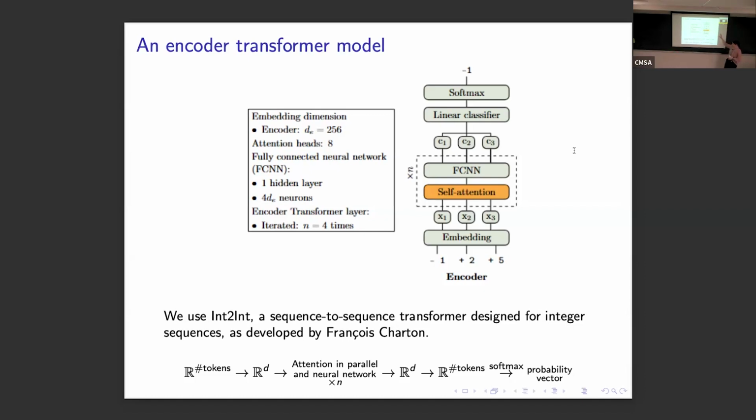Okay, and then after that, it embeds back into R to the number of tokens, and then using the softmax, it tells you what's the next token that it predicts, that it says is most likely to be the next one. Okay, so that's an encoder-only transformer model. We did play around with encoder-decoder transformer models, but there the architecture is a little bit more complicated, and we didn't necessarily need something much more complicated than this. The performance was very comparable.